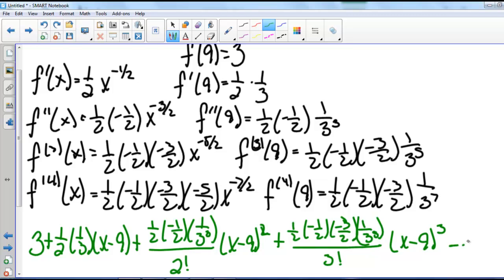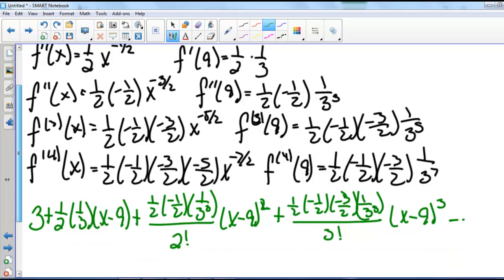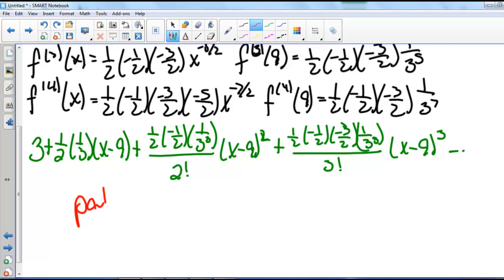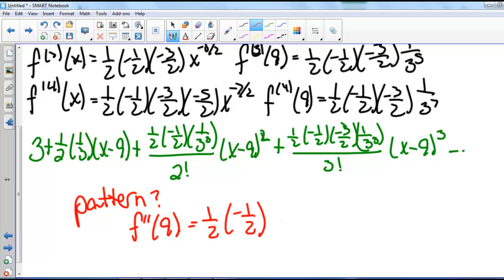So we're looking for a pattern here. When we looked at the second derivative at 9, we had 1/2 times negative 1/2 times 1 divided by 3 to the 3rd. So this is negative 1 times 1/2 squared times 3 to the negative 3.